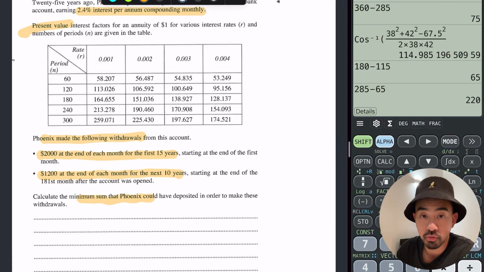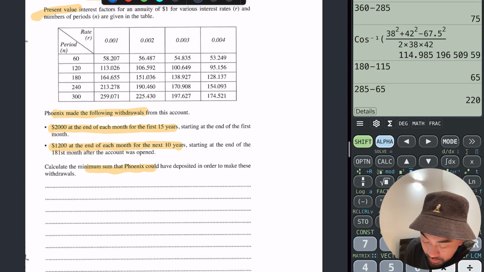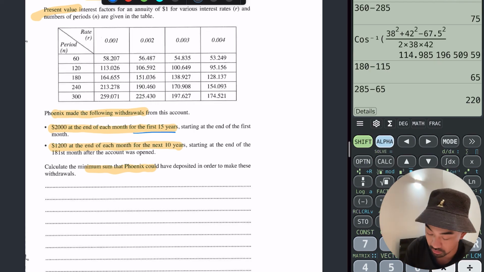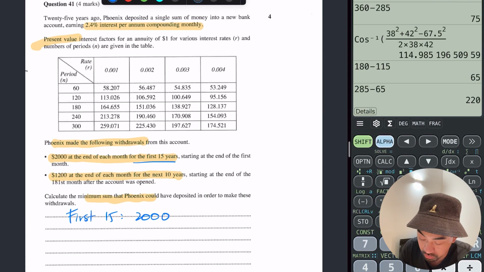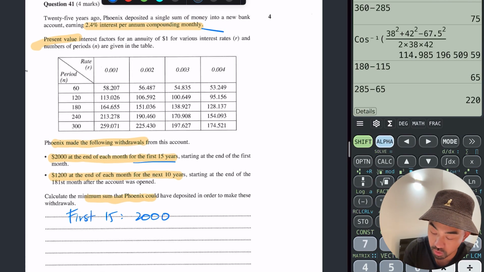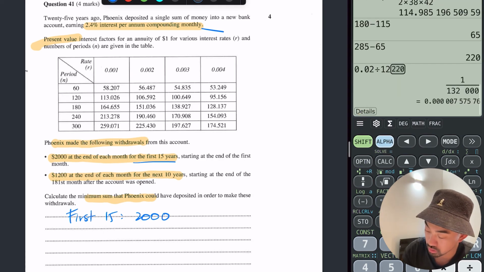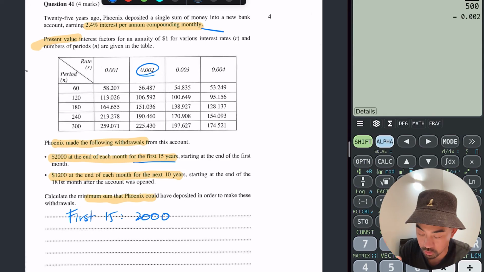Right, this seems super familiar, this question, but let's just do it first. I think the key here is to recognize that you've got the first 15 years and then the next 10, but the next 10 isn't just 10 itself, but I'll get into that in a second. So for the first 15 years, it's $2,000 at the end of each month. Now, what's the interest factor? It's 2.4% divided by 12, so 0.024 divided by 12. That's 0.002. That's the interest factor.